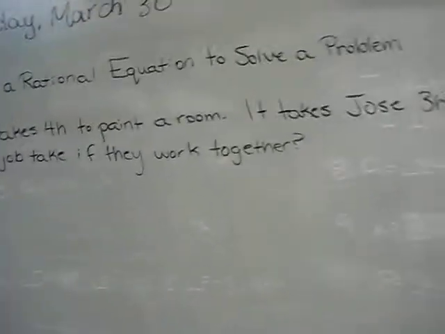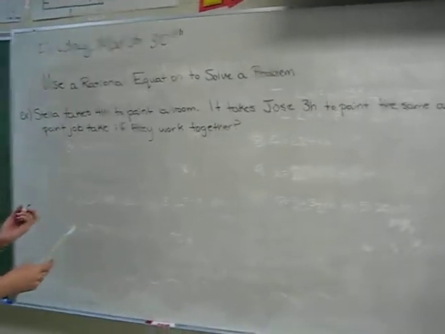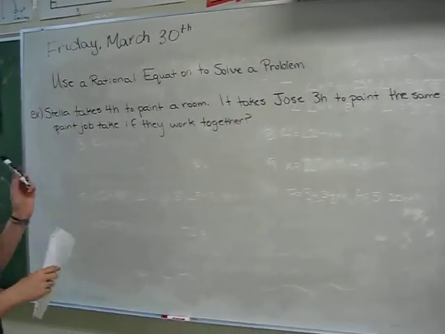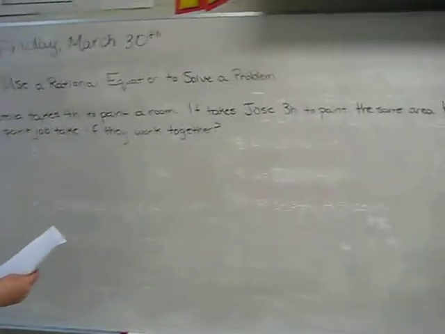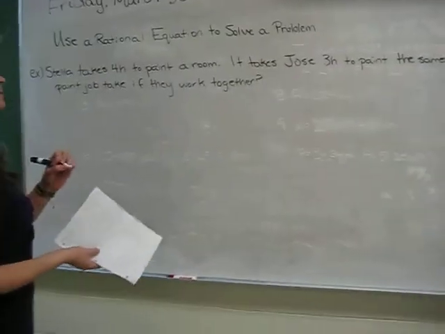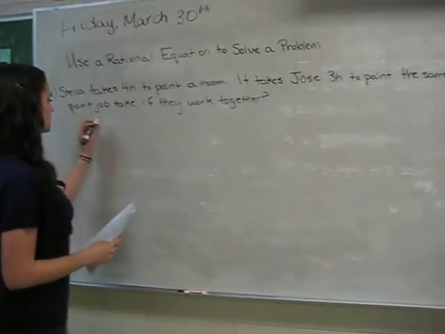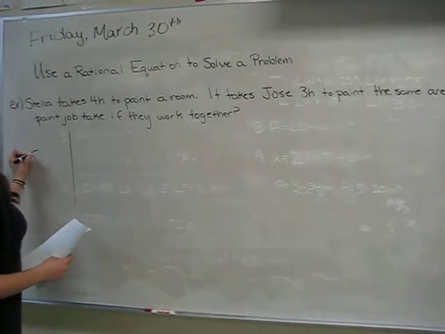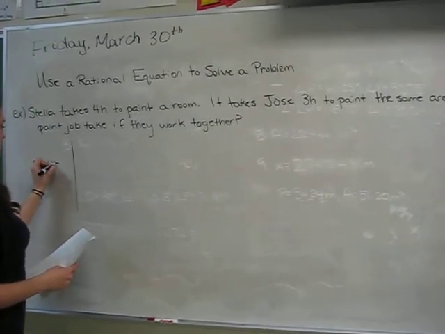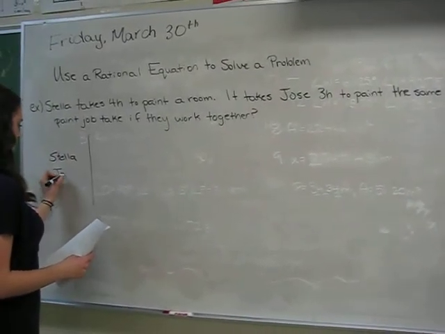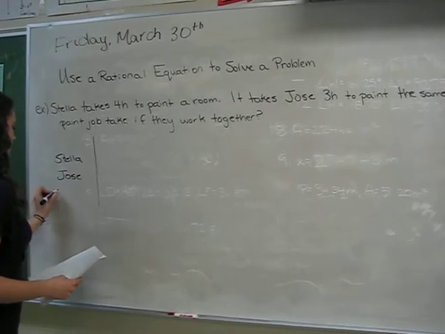First thing we want to do is create a chart showing how long each of them takes to paint the room so that we can find the fraction of time that it'll take them to do it together. So we'll make our chart and we'll have Stella, Jose, and then together.